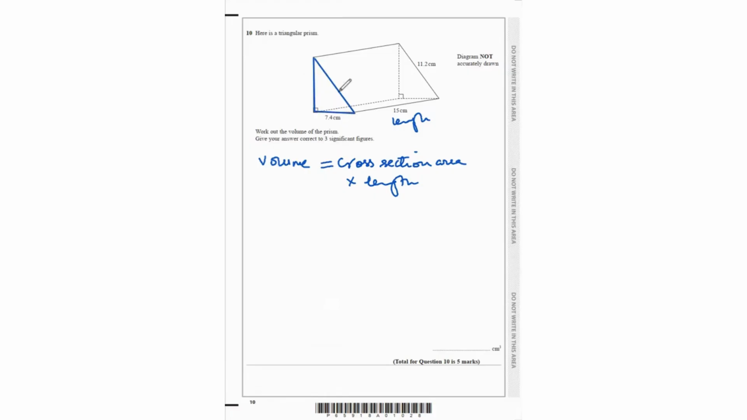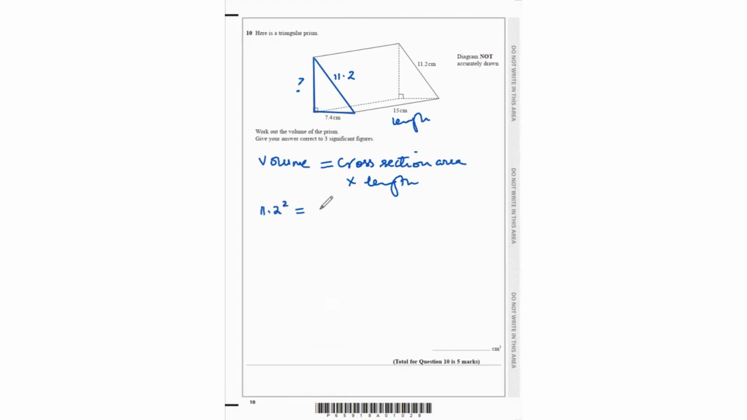So for this, we need to find the area of the triangle, and for the area of the triangle, we need the height of the triangle, like the perpendicular height. We do have the slant height, which is 11.2. We have the base, which is 7.4. So as we know in a right angle triangle, if two lengths are given and we need to find the third one, we use Pythagoras.